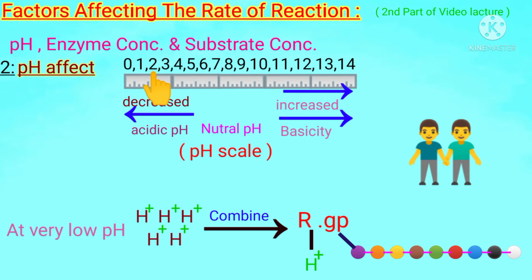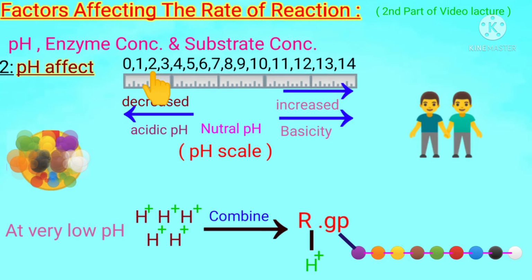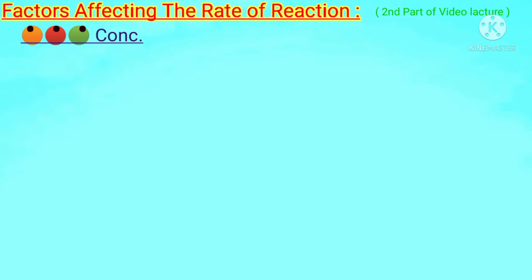Students, if that specific pH changes, then the enzyme will be affected and can't perform its catalytic activity properly. Similarly, by a change to a very high temperature, an enzyme can denature. Likewise, by a slight change in pH, an enzyme can also denature, and the rate of reaction will be slowed down.